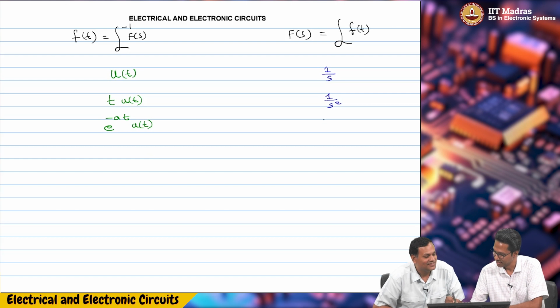And this is e power minus at u of t. It was 1 by s plus a.